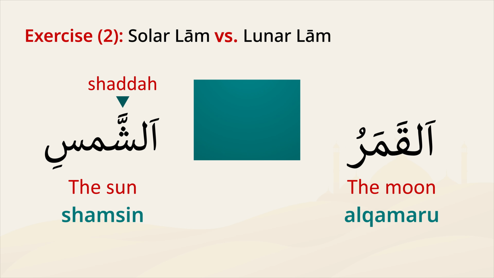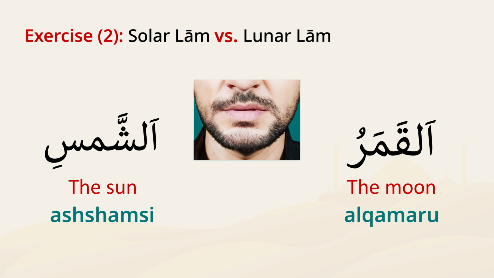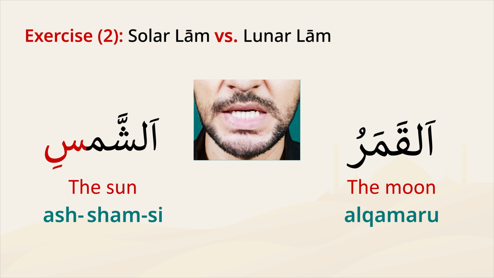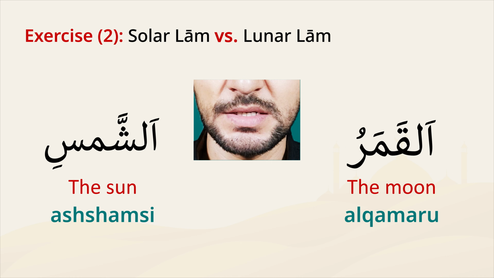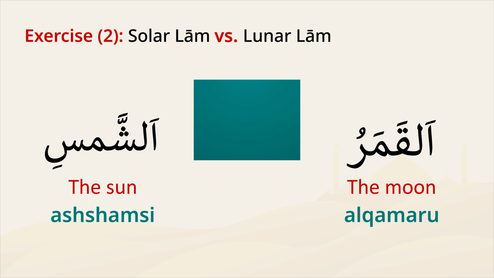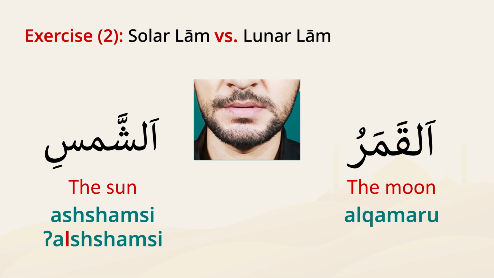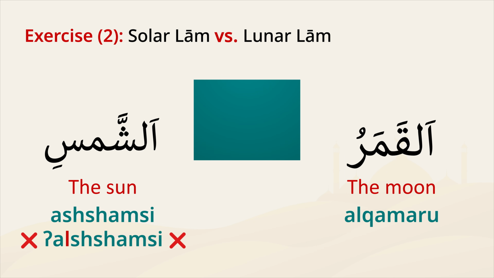We add shadda on top of the first letter, sheen, and keep in mind that the lam of al will be silent. Thus, the correct pronunciation is ash-shamsi. Never say al-shamsi, because the lam here is silent and the sheen is doubled.